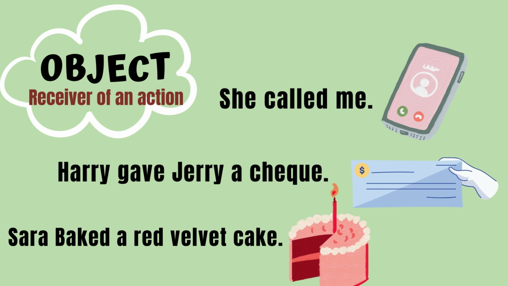So Harry gave Jerry a check. Again, we have Harry, the subject, the verb gave, and we have an object, that is Jerry, and a check. He gave Jerry what? A check. And then Sarah baked a red velvet cake. We have the subject Sarah, and the action she did is baking, and the thing that was baked is a red velvet cake. So again, I hope this much recalling is enough for you.